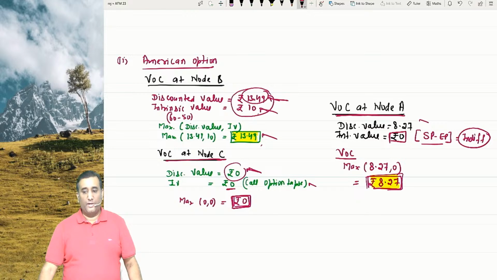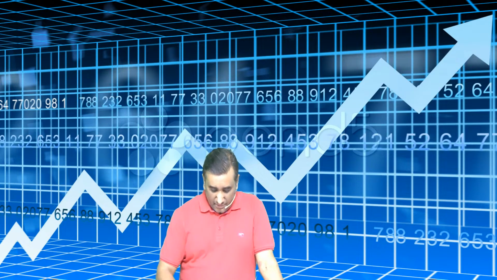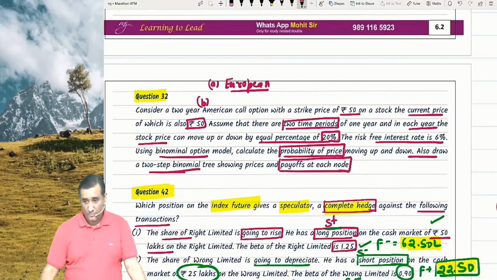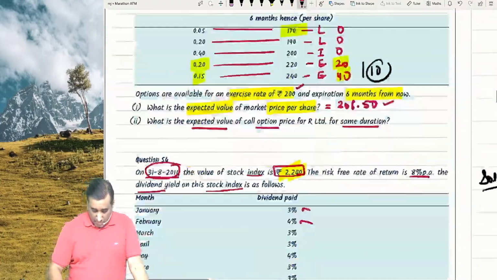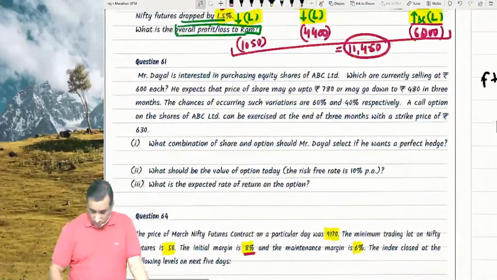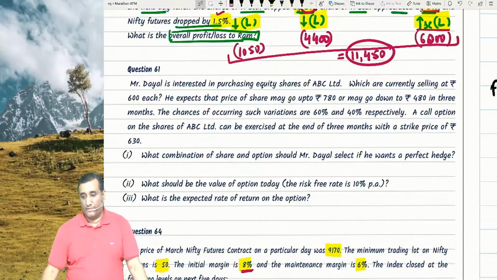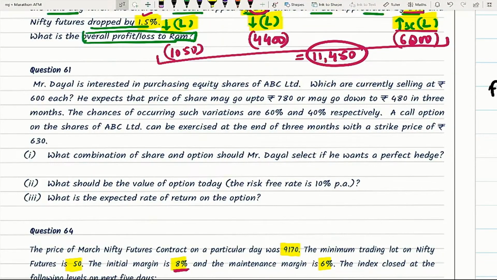Now let me go back one question from the book. I'll do it in two ways. First is the normal way which you have been doing, then I'll slightly modify it so that you understand what exactly happens. Let me come back. Delta. Read question number 61, please.